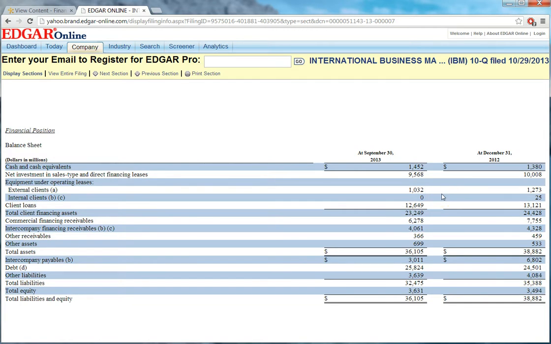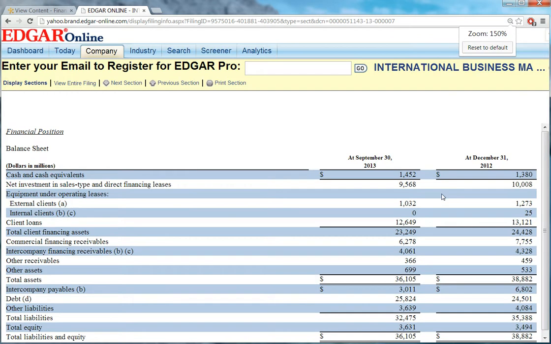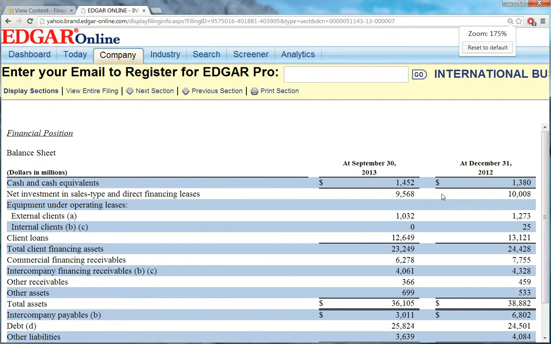and we can get IBM's balance sheet, and I'm going to zoom in here a little bit, so hopefully we can make this a little bit clearer for you. So first of all, this is the financial position, or the balance sheet for IBM, and we have comparative dates here. Notice that this is their fiscal year end last year, December 31st, 2012, and this is where they are as of September 30th, 2013. So that would be the third quarter of the year.